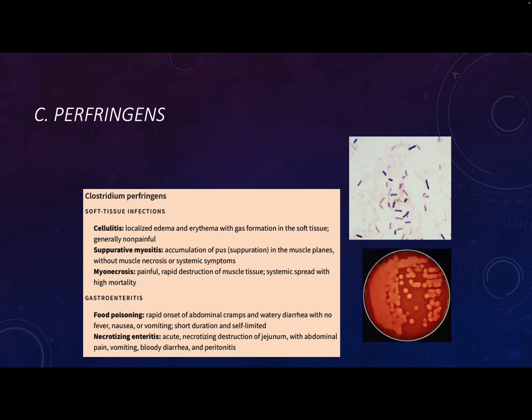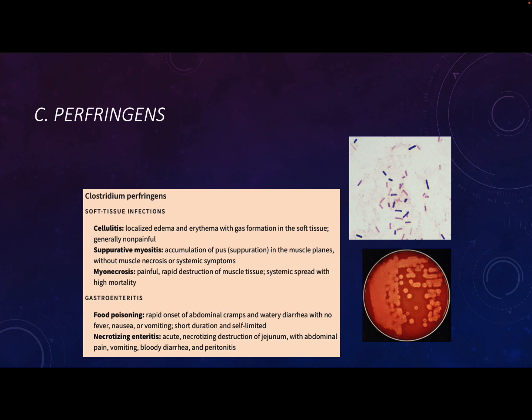And in the suppurative myositis, you're getting the production of pus. That's what that word means. Suppurative is you have pus. But you're not having muscle necrosis. And then you can get muscle necrosis, right? Myonecrosis. So the bacterium can lead to death of the muscles, right?